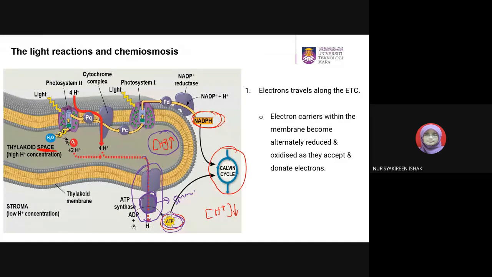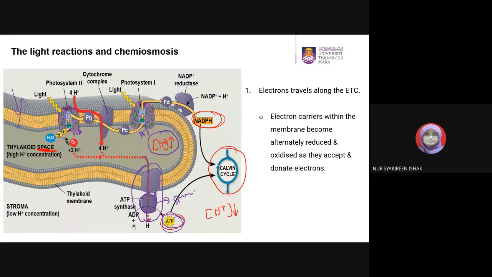So bila 3D orang nampak, okay, kat sini ada thylakoid membrane kan, the yellow hydrophobic tail of phospholipid kan. So these are thylakoid membranes. Okay, thylakoid membranes. So in the thylakoid membranes you have photosystem 2 embedded kan. This is photosystem 2 kan. You have also photosystem 1.